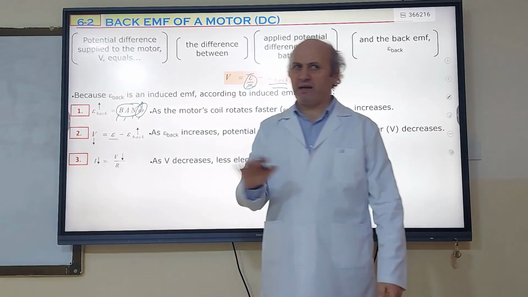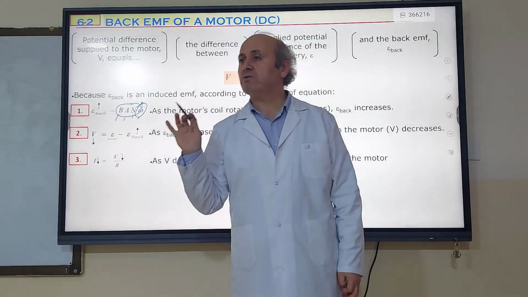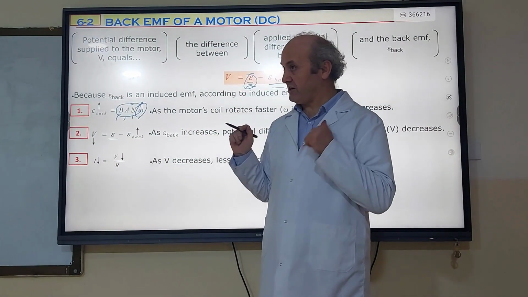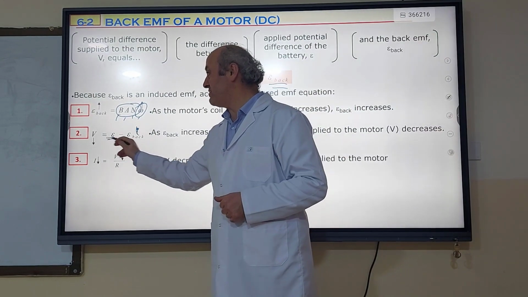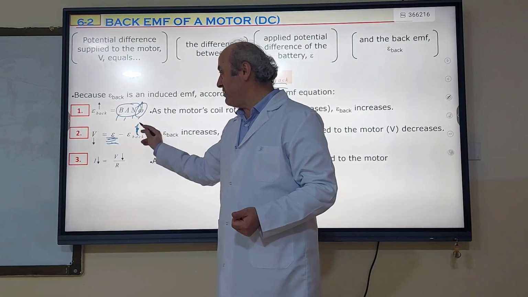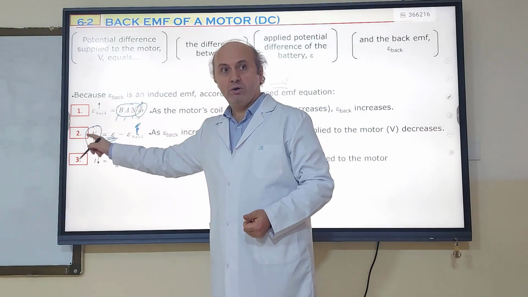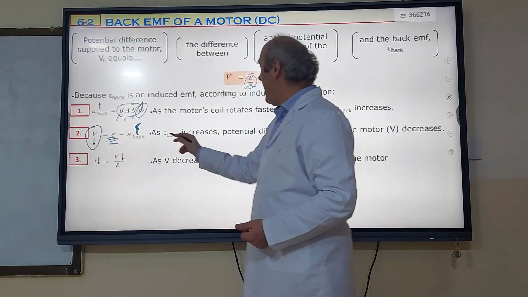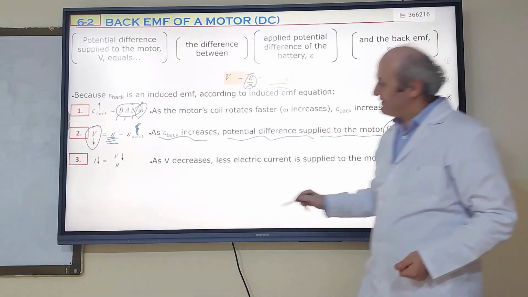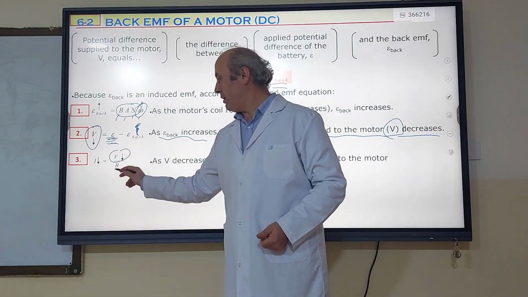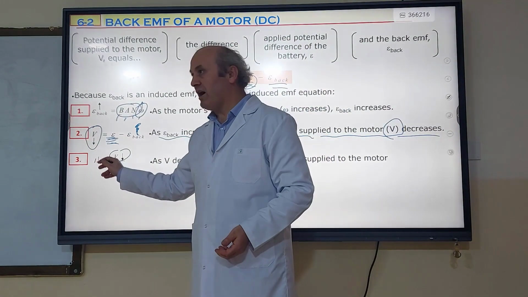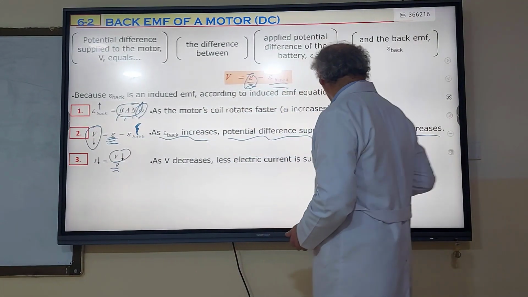This is something I can use for your question. As the motor starts rotating faster, what happens to the back EMF? Back EMF increases. If back EMF increases, because the battery's EMF is unchanged, it is the number for the battery, 1.5, 2, whatever, then net EMF should decrease. As E back increases, the potential difference supplied to the motor, the net EMF, is decreasing. As net EMF decreases, according to Ohm's law, R for a motor is unchanged, so if V decreases, I must decrease. The electric current supplied to the motor also decreases.